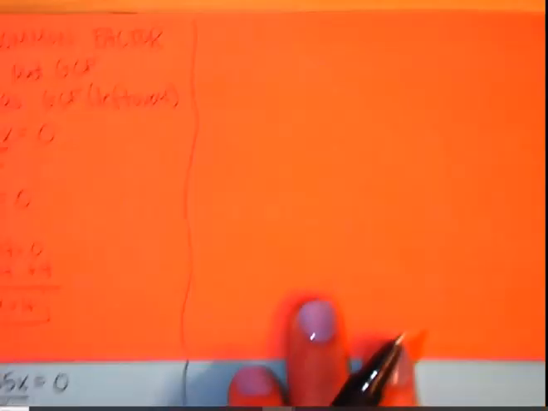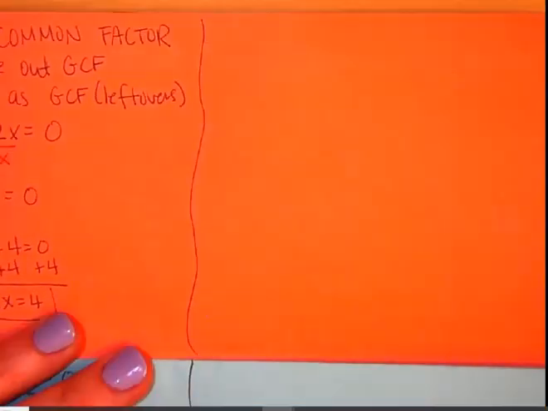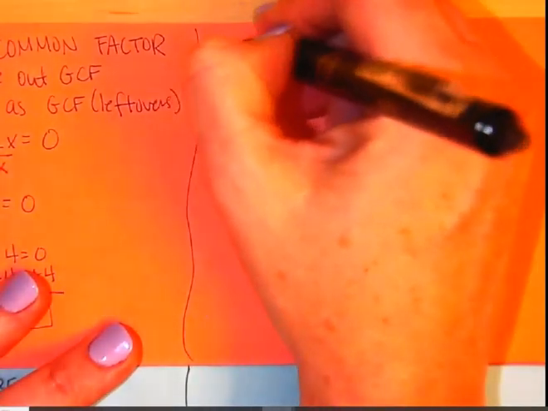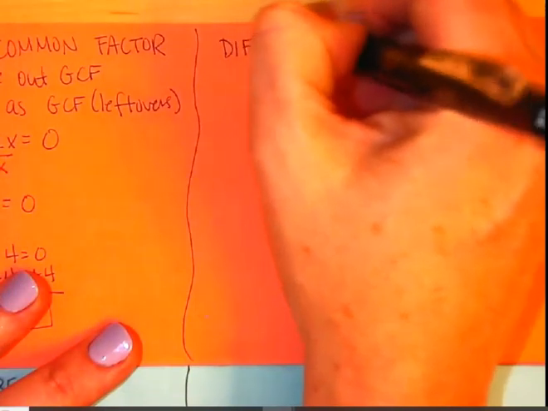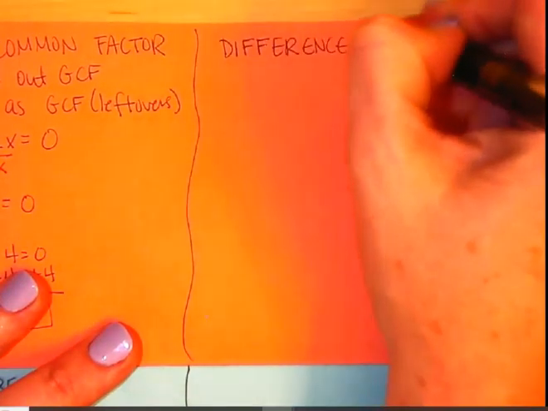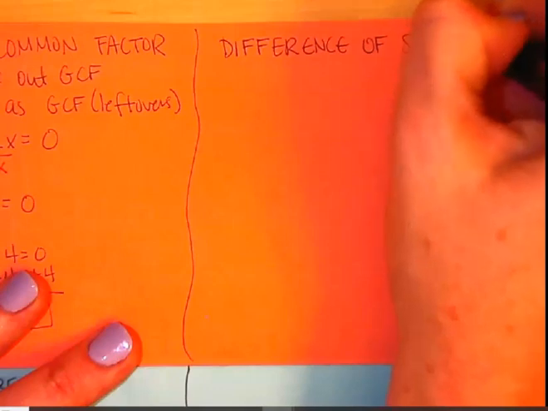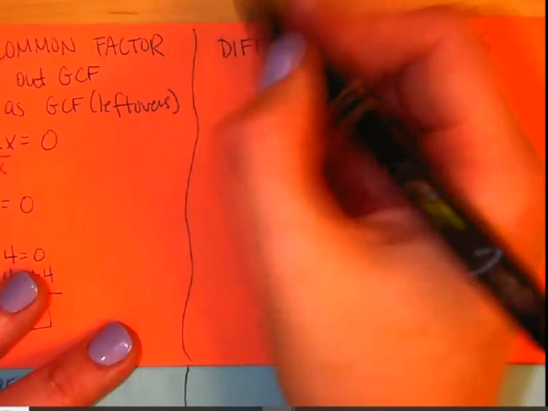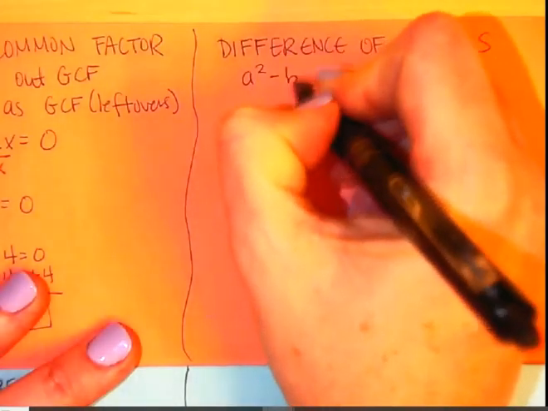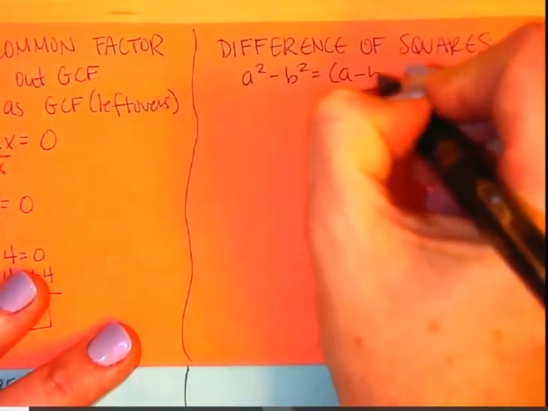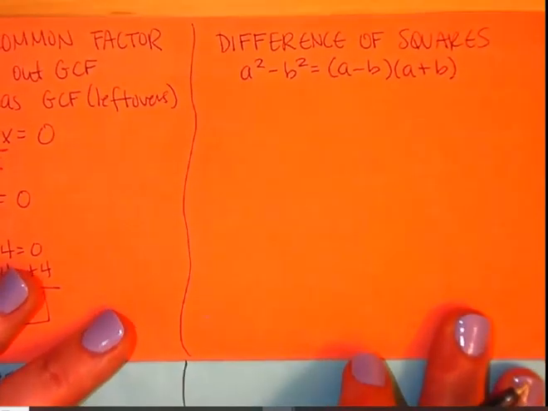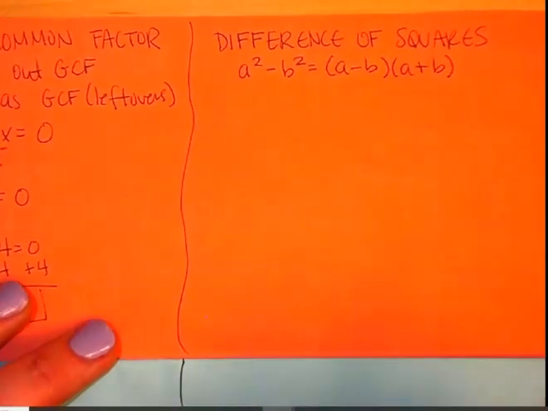All right, so up here, I want you to label this difference of squares. Difference means subtract and squares means perfect squares. So we had a formula for that when we did it in the past. A squared minus b squared equals a minus b times a plus b.